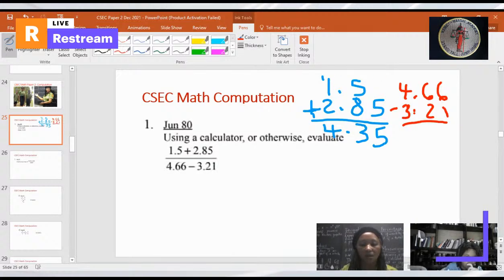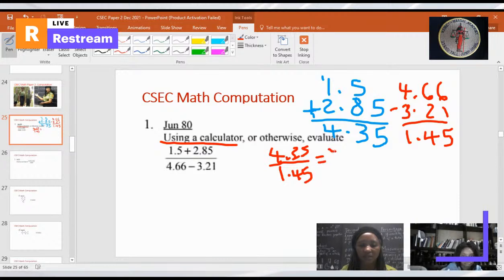Miss, that gives 1.45. Well, the question does say that we can use a calculator for this one, right? So you can do the division using the calculator. So it will be 4.35 divided by 1.45. Miss, I got 3. All right, so that's a flat 3.